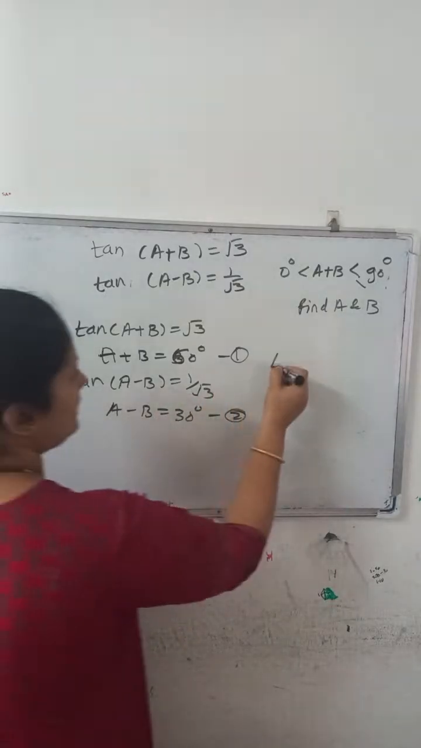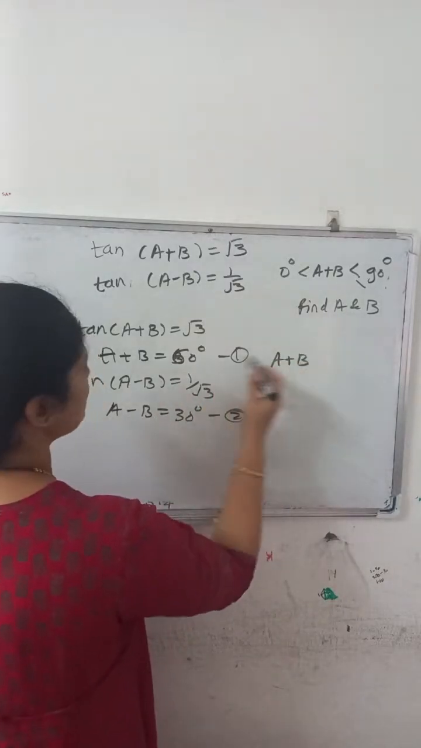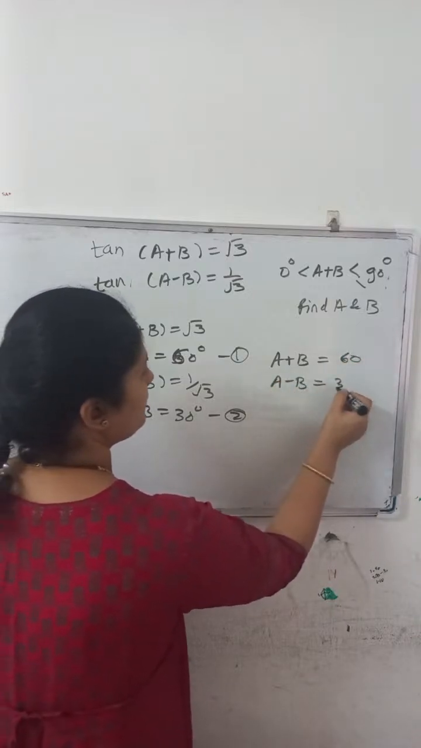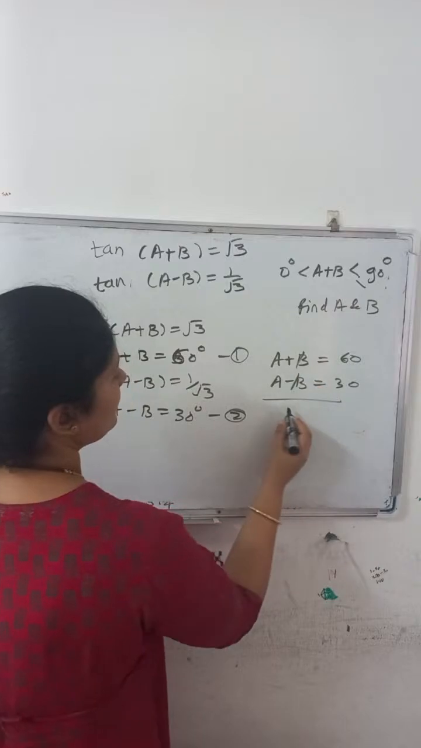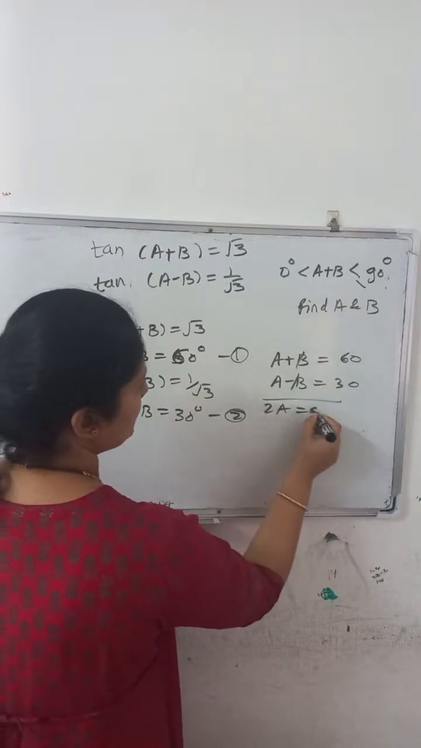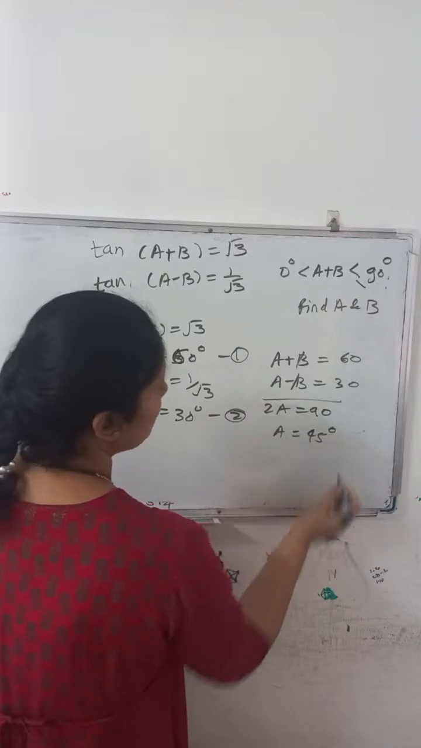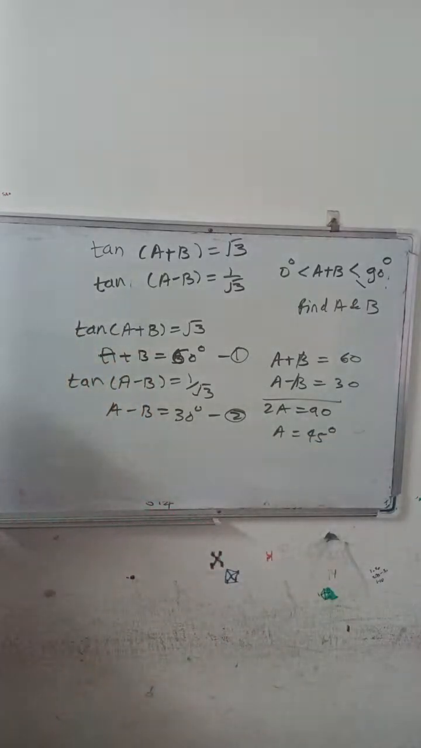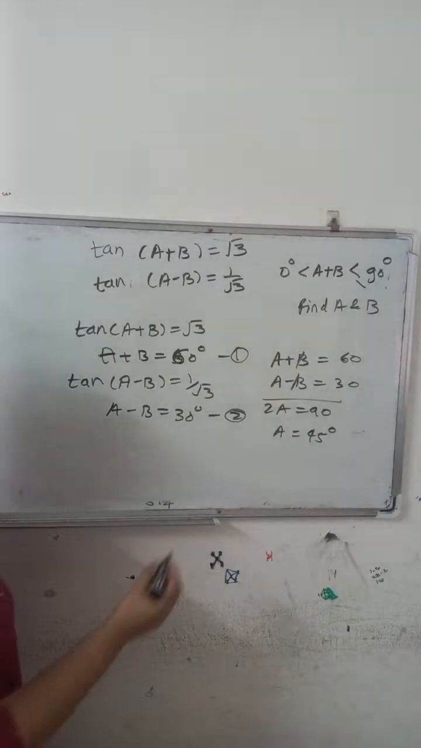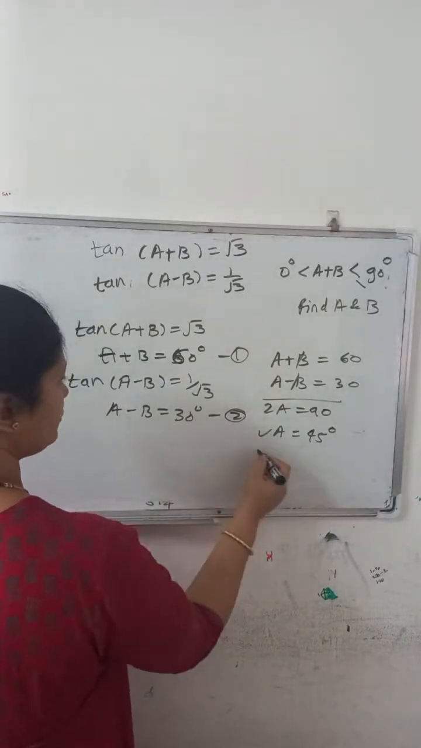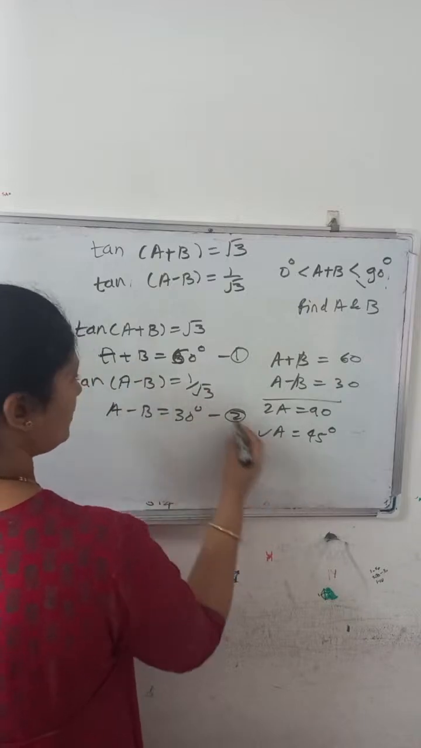So if we add equation 1 and 2, A plus B is equal to 60 and A minus B is equal to 30. The B terms get cancelled, and twice A is equal to 90. So A is nothing but 45. Getting this? Once we get A is 45, substitute A in any one of the equations. I will substitute in equation number 1.